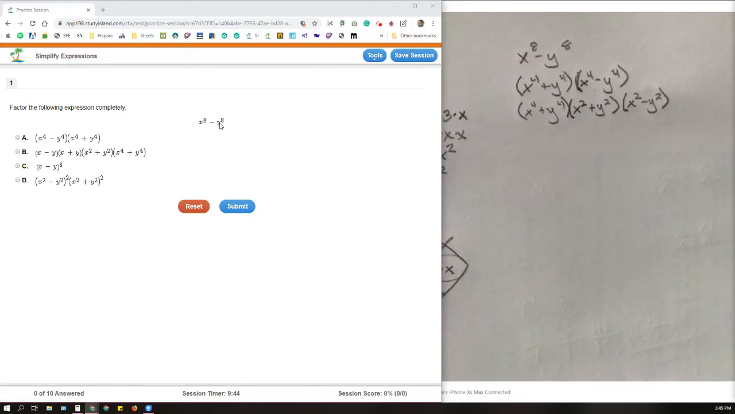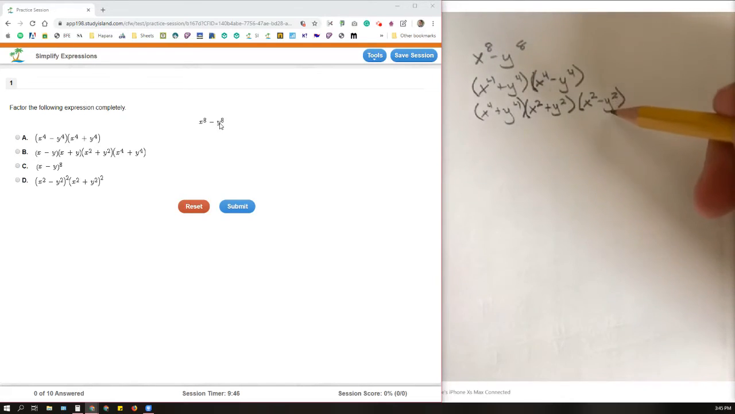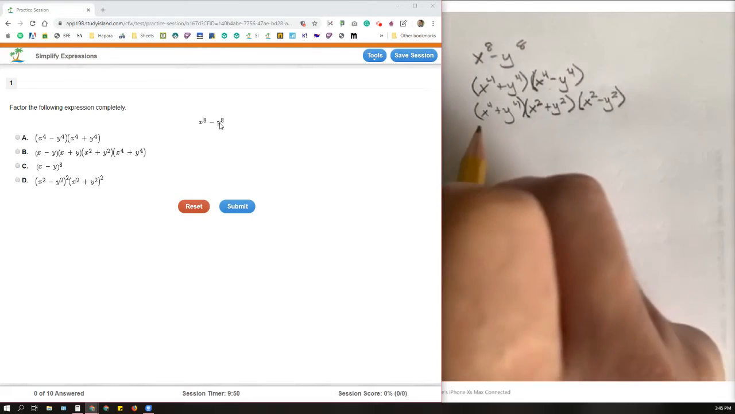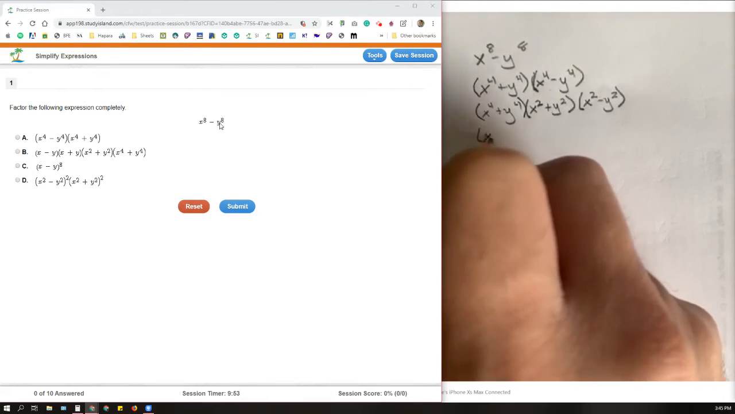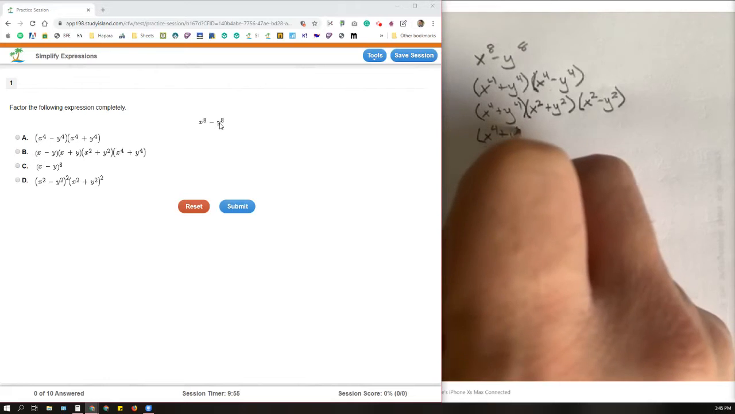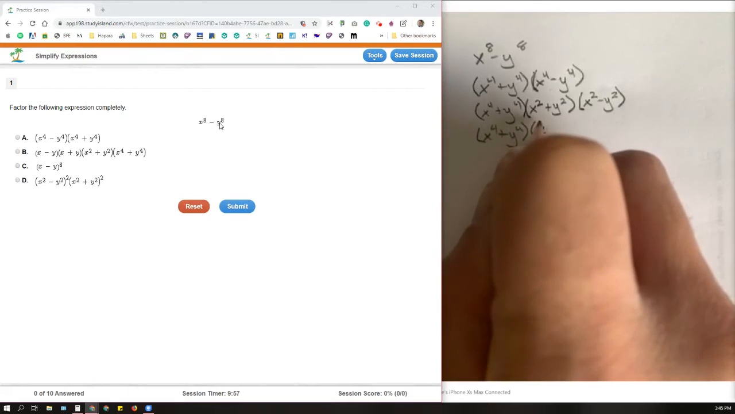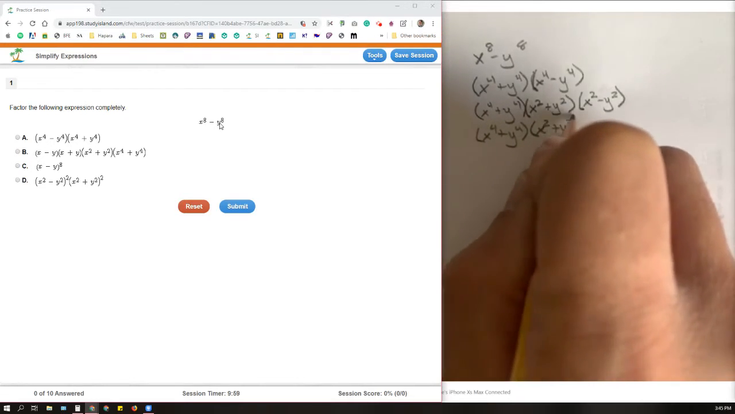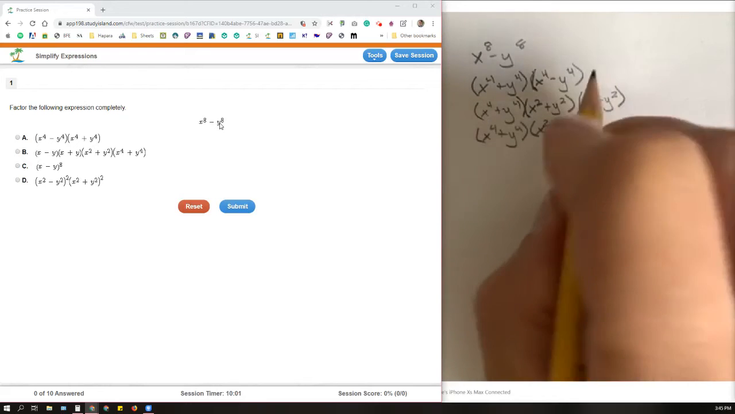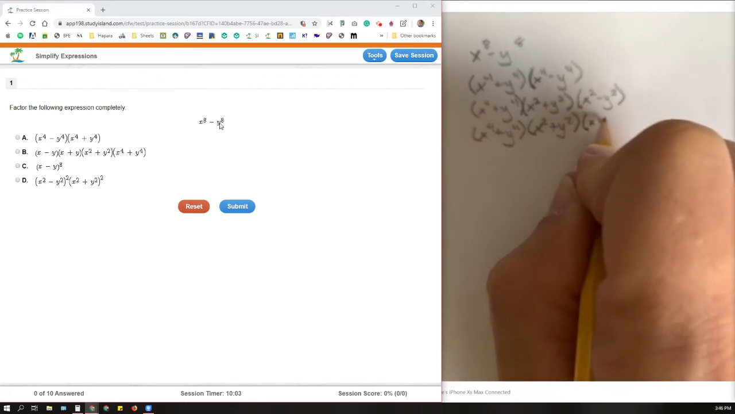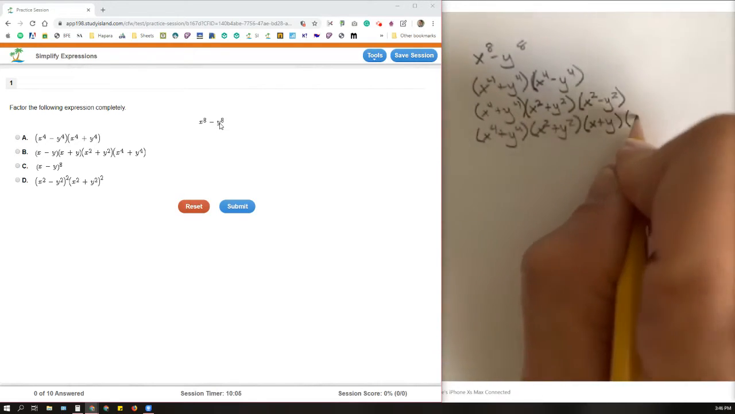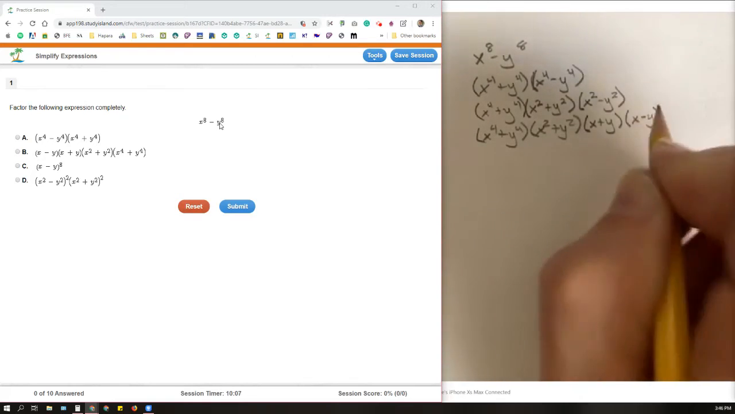So there's that. But what do you know? X squared minus y squared. Those are, again, two perfect squares. So let's bring down these other parentheses we had. We had x to the fourth plus y to the fourth times x squared plus y squared. And x squared minus y squared turns into x plus y times x minus y.